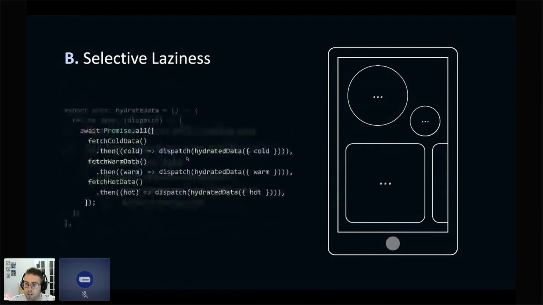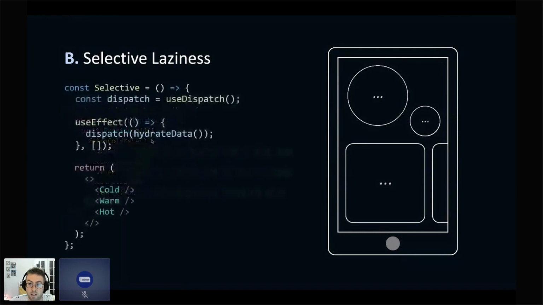The code for that might look a little something like this, where we still have this one hydrate data thunk that's sent out. We still do a promise.all with 3 fetches in it. But after each fetch, instead of after the entire promise.all, we then dispatch a hydration event, an action, saying which particular piece of data has been loaded.